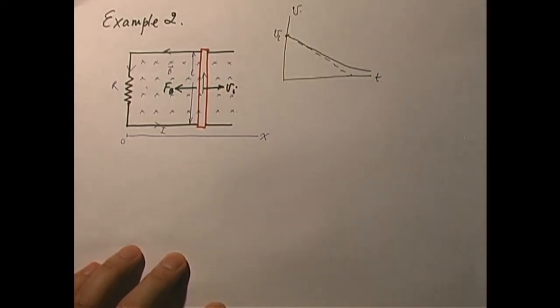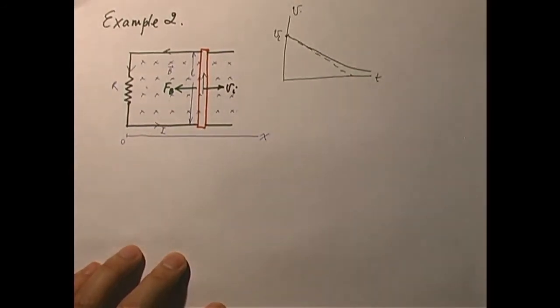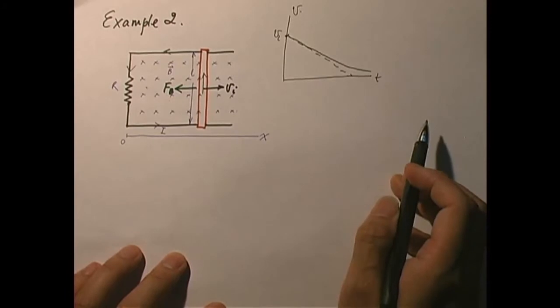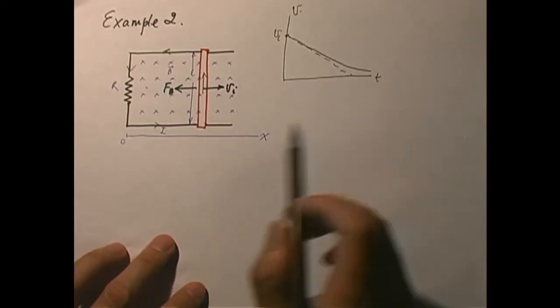Okay, it's going to do something like that. And that reminds us of some sort of exponential decay, right? Like e to the negative t over tau type of thing. Okay, so that's what we suspect. Is that right? Well, let's see.